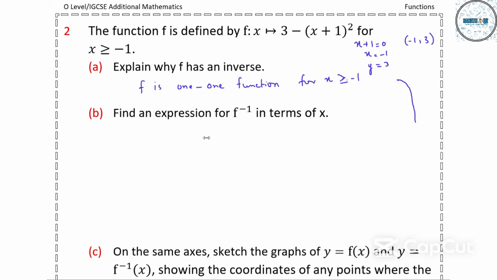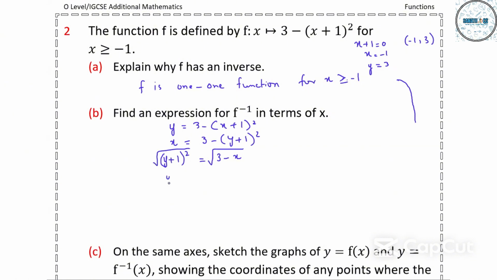Find an expression for f inverse in terms of x. So we'll do the same steps. We will first write y is equal to 3 minus x plus 1 whole square. Then we'll switch x and y values. We have x here and we have y here. We will take minus y plus 1 whole square on this side. So it will become plus y plus 1 whole square is equal to 3 minus x. Now we can take the square root on both sides.